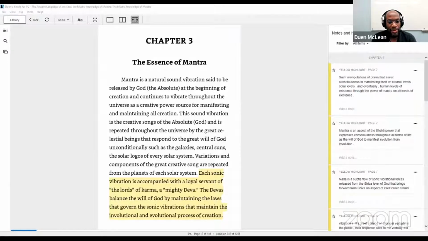Variations and components of the great creative song are repeated from the planets of each solar system. Each sonic vibration is accompanied with a loyal servant of the lords of karma, a mighty diva. The divas balance the will of God by maintaining the laws that govern the sonic vibrations that maintain the involutional and evolutional process of creation.